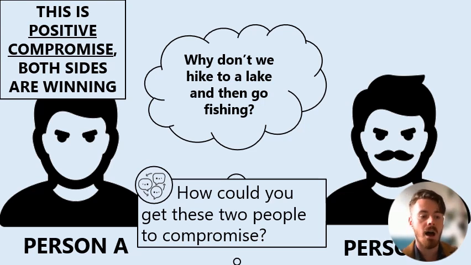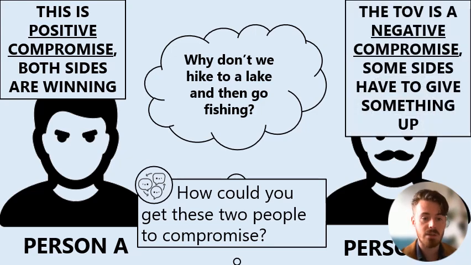Both sides are actually happy because both things are happening. But the Treaty of Versailles is slightly different. It is what's called a negative compromise, which is that there's no possibility of everybody being happy. And what that means is that someone's going to have to give up something to get something they want. Everyone is going to lose in some way, shape or form, which we will see come true later.